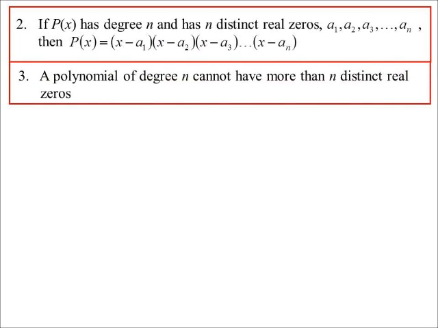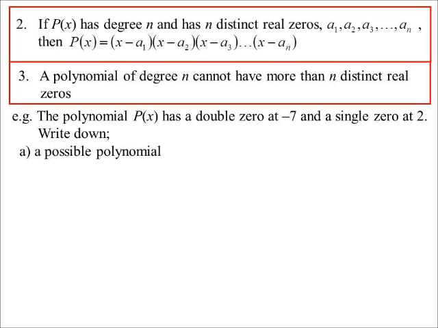And so that's what I was just saying. A polynomial of degree n cannot have more than n zeros. So we've got a polynomial. We're told there's a double zero at negative 7, a single zero at 2. What is a possible polynomial? And when they say a possible polynomial, what they're really meaning is a general expression that would cover every possible polynomial.